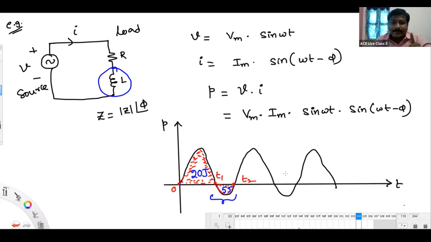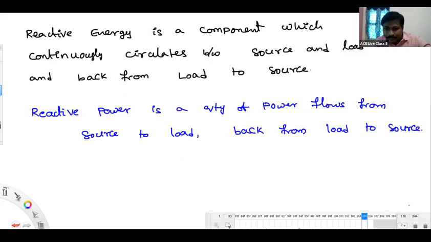Inductor absorbing reactive power, capacitor delivering reactive power. Is it a fact or convention? It's a convention taken by us, for easiness in the power analysis. Okay, so I can say here better as a convention.